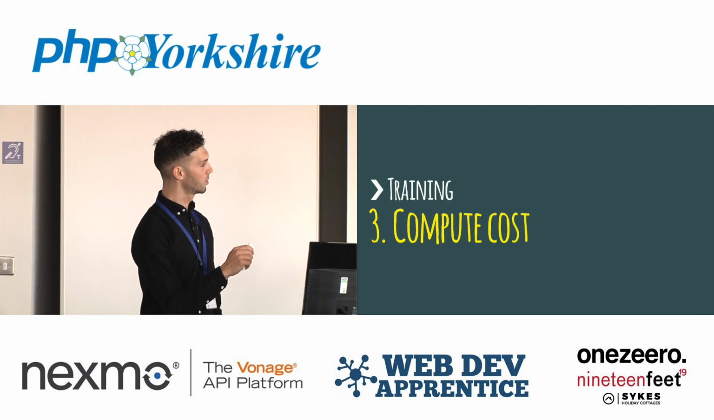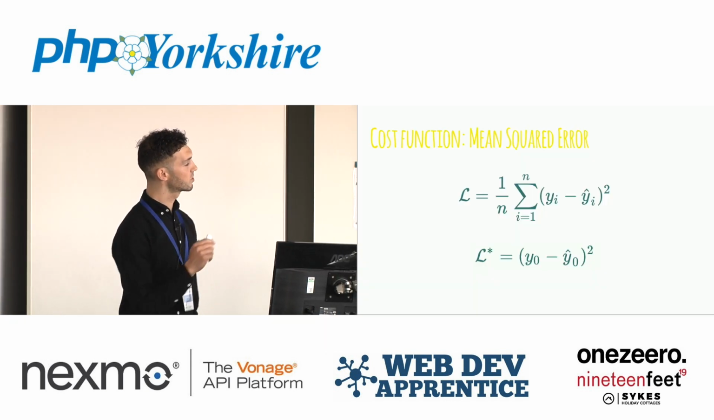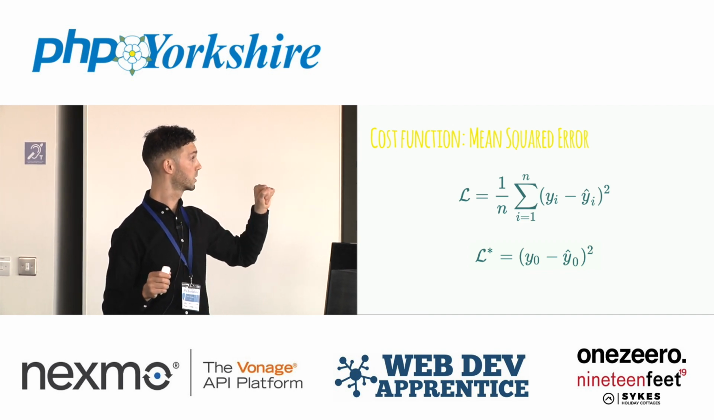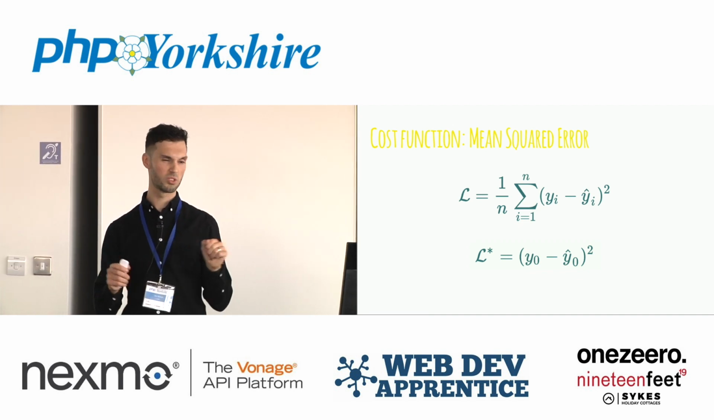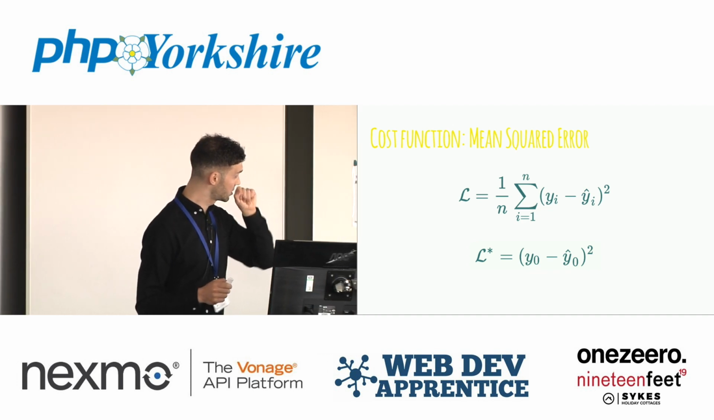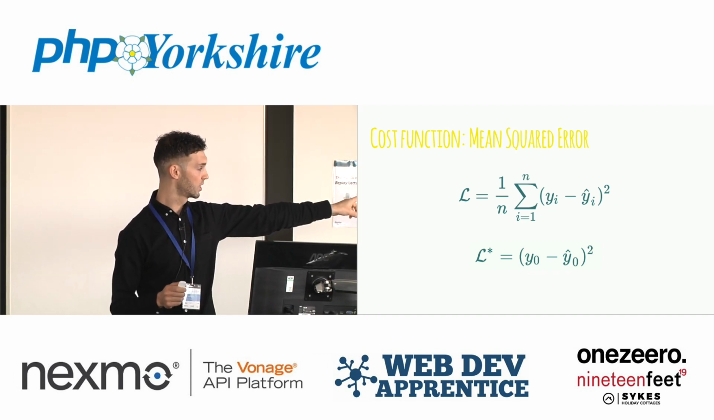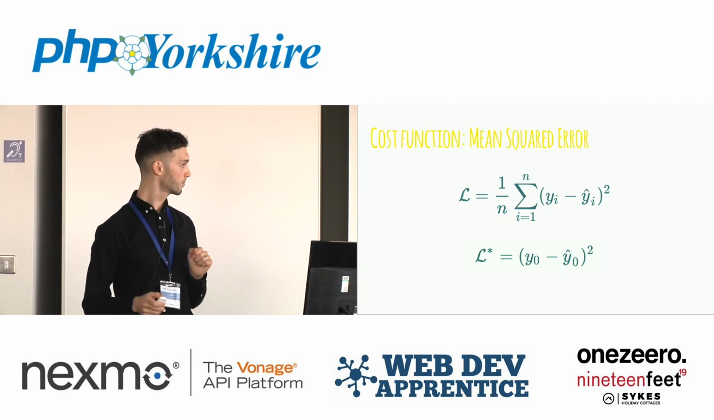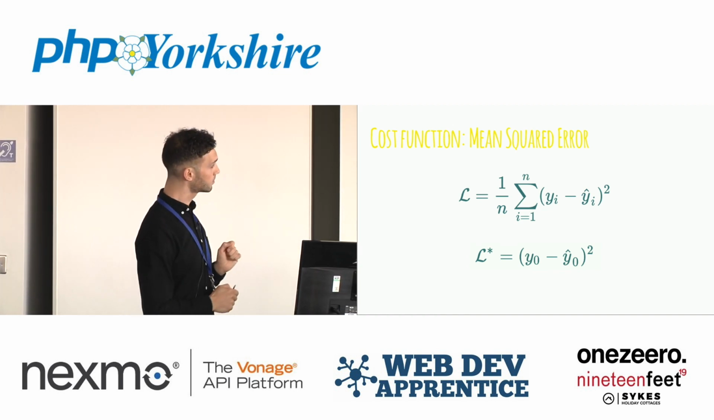So let's see what the error looks like. And for this, we need to use a function, and it's called a cost function. And I'm going to use something called mean square error, which is quite an easy cost function. It's just the output minus the prediction squared. So it's always positive, just the difference squared.